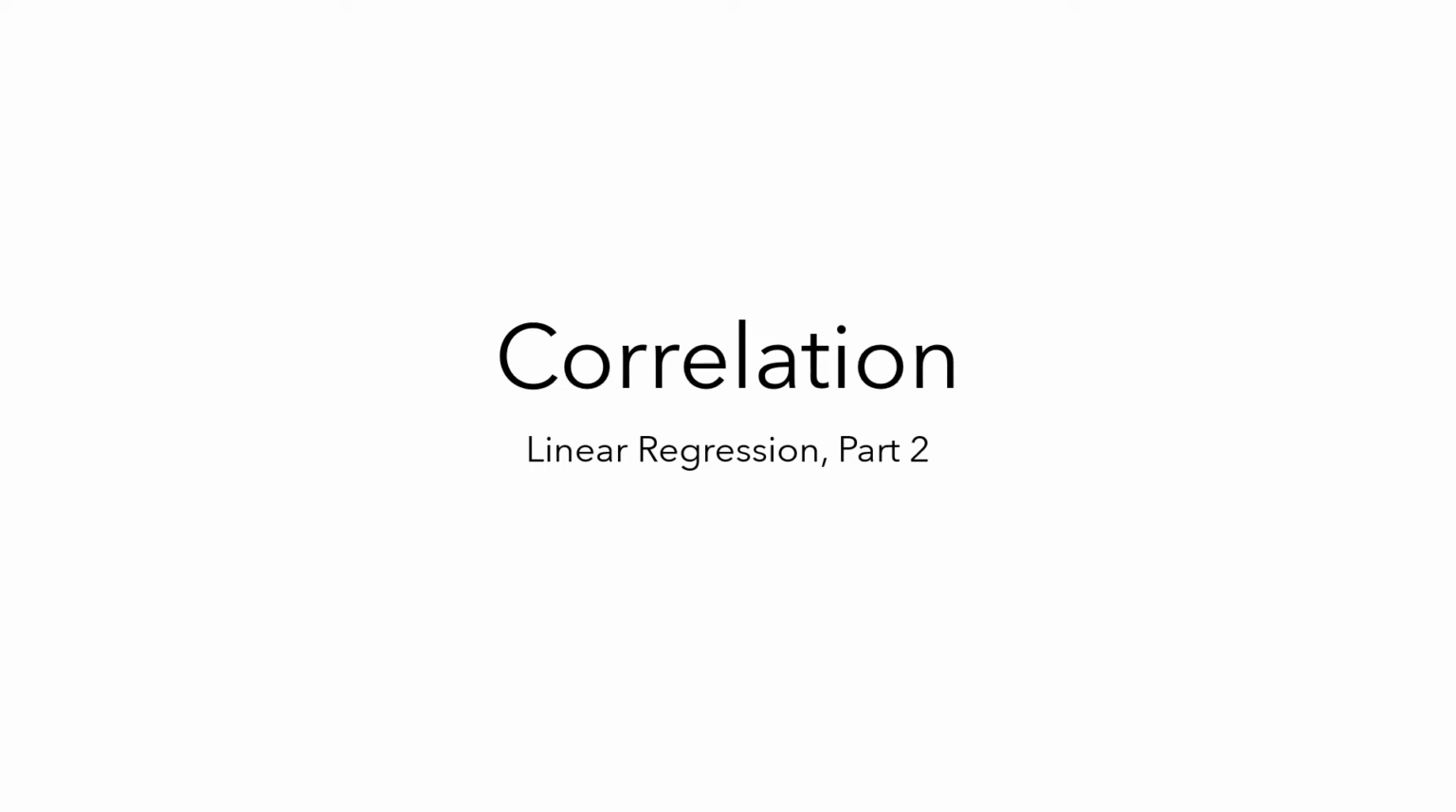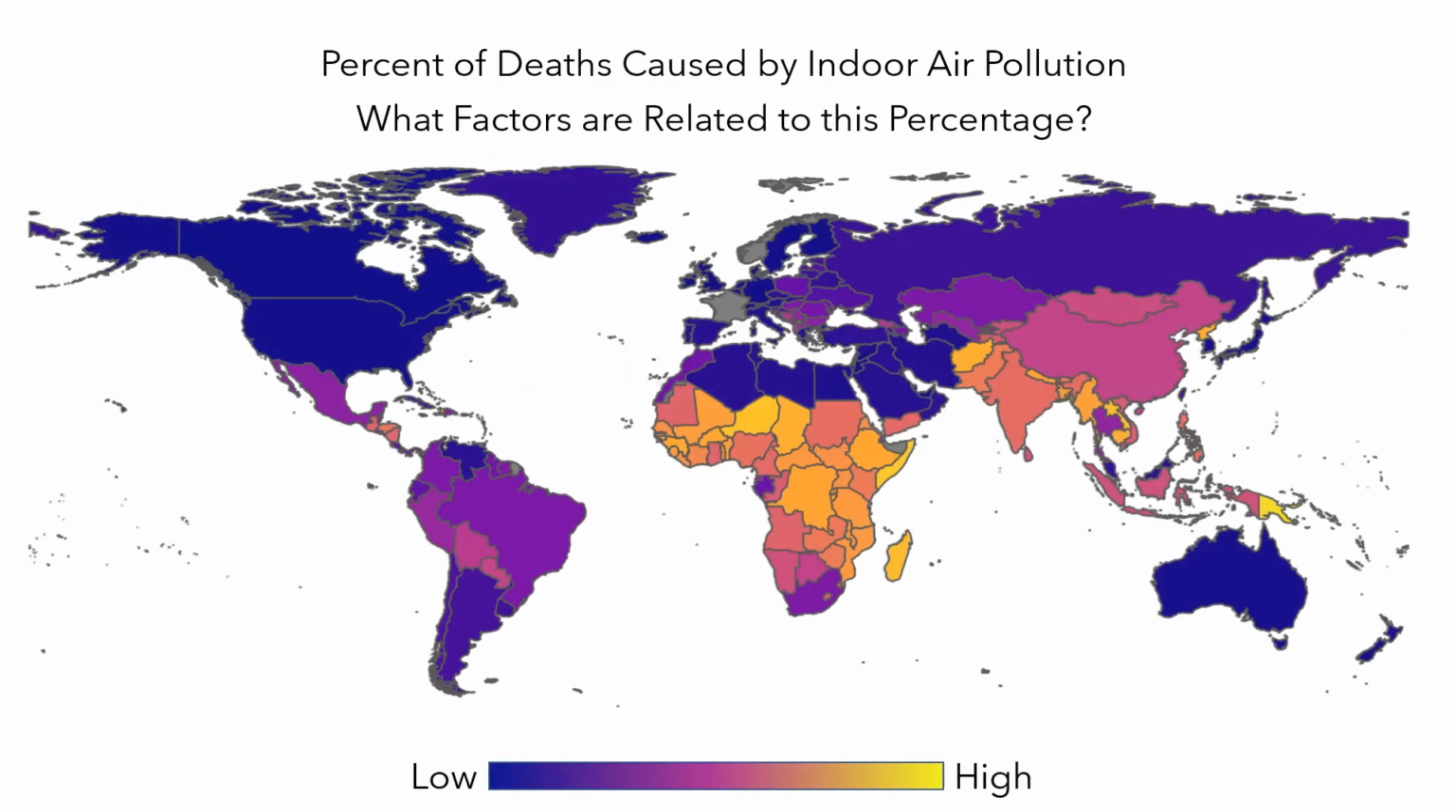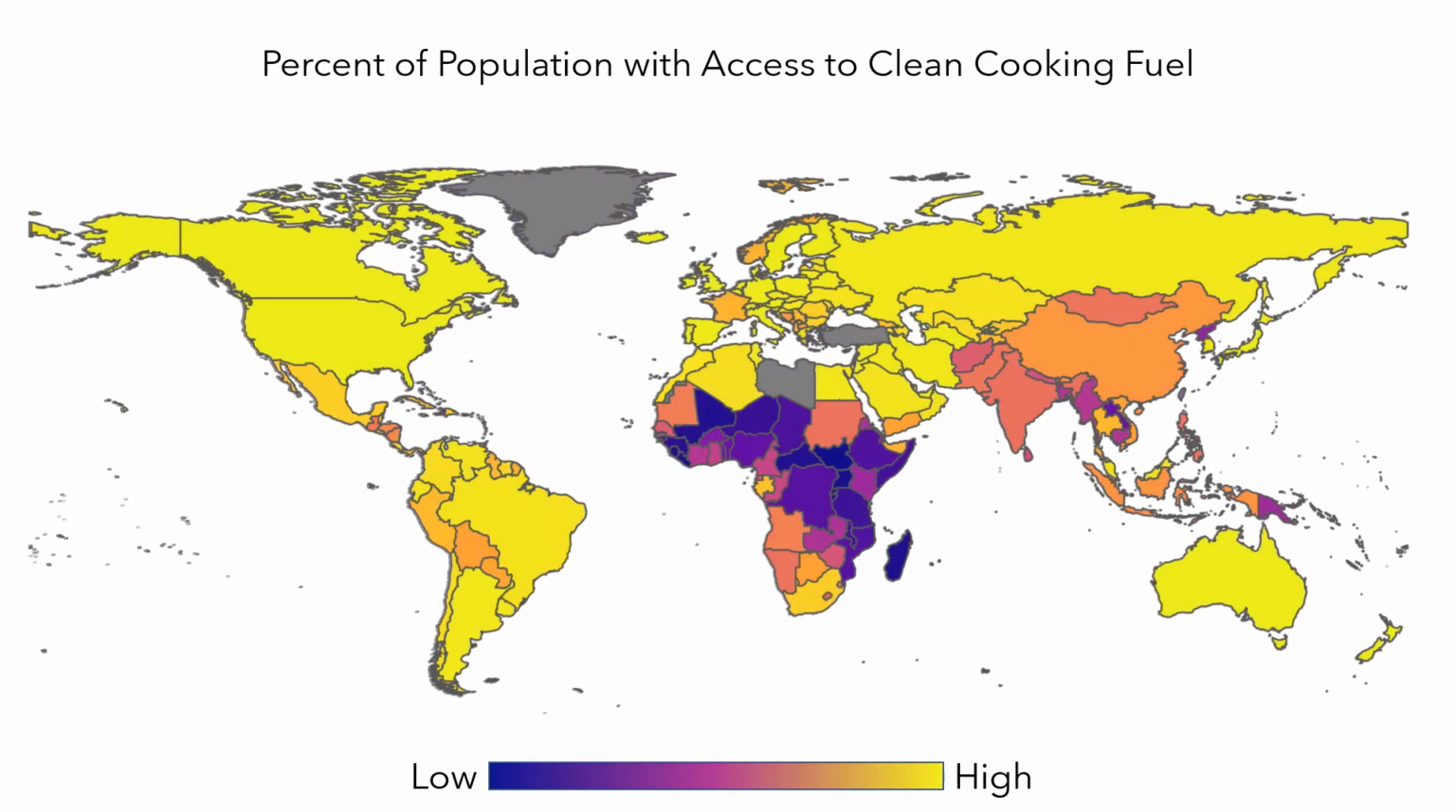In this video, I'll introduce the concept of correlation. In the previous video, we considered the percent of deaths in each country that are caused by indoor air pollution and explored some variables that could be related to this percentage. We focused at first on the percent of the population of each country with access to clean cooking fuel.